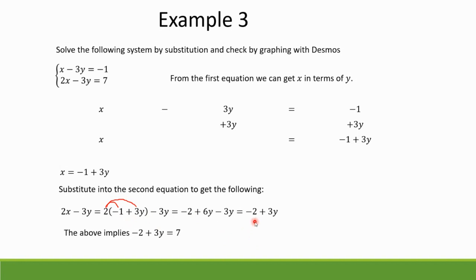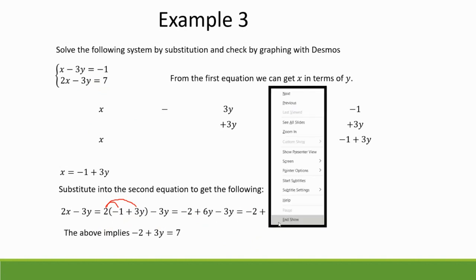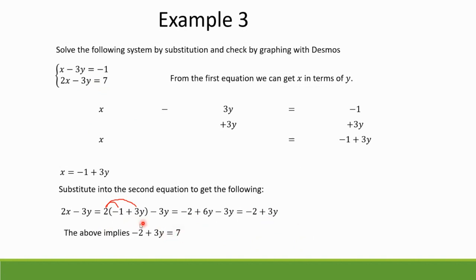Okay, now what do we do from here? Well, remember, 2x minus 3y is equal to 7. And since we substituted, this has to equal 7, as you can see. So this is what we get here. And now we're good, right? Because now we have an equation in one unknown. So now we're basically back in chapter 1, at least with this equation.